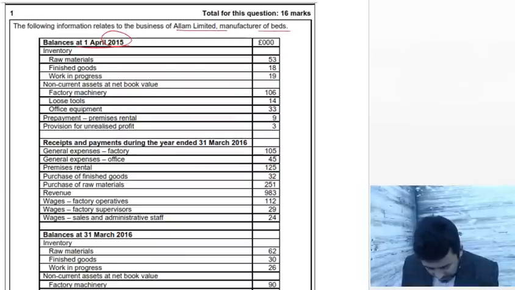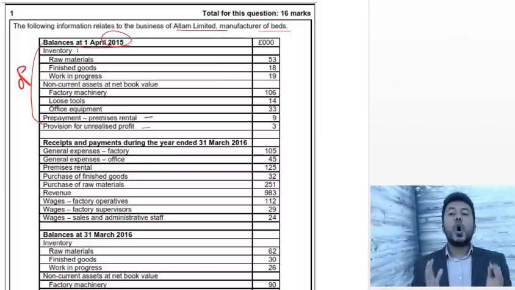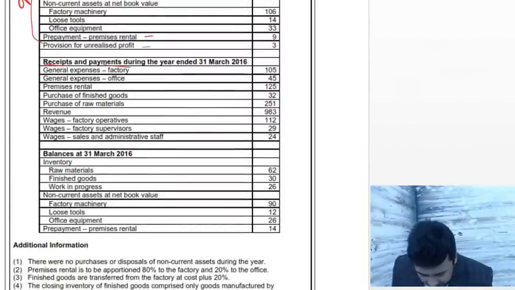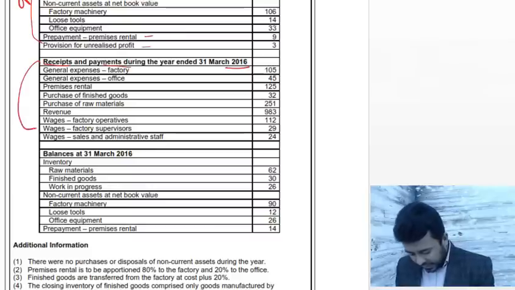Okay, so the year end is 31st March 2016, and yes, they've given you balances at 1st of April 2015. All of these are your opening information given, with opening inventories of raw materials, finished goods, work in progress. Okay, non-current assets at net book value, good. Factory machine, loose tools, office equipment. There are some prepayments of rentals, provision for unrealized profit. All of these are your opening items. Okay, receipts and payments. It's a kind of bank in and out for the year ended 31st March 2016. Okay, during the year 2016, some information.